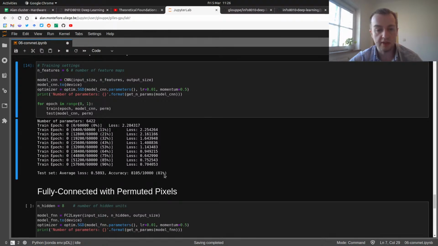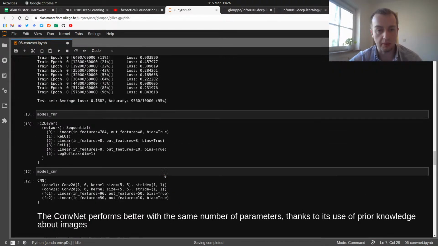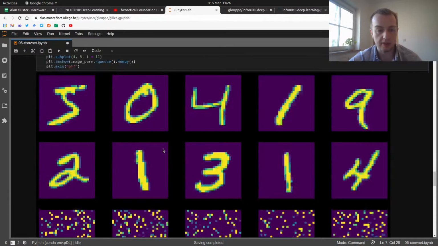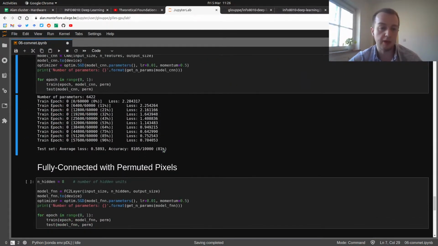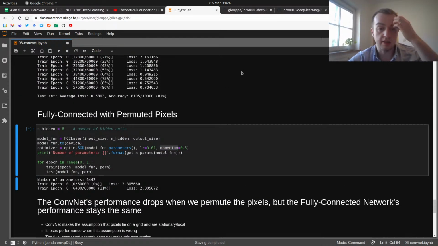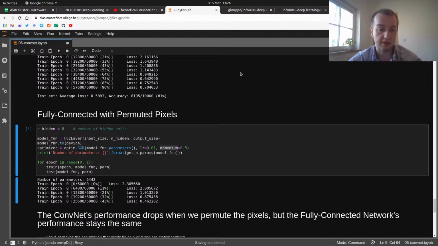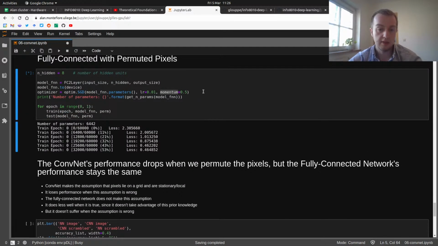So we see that the accuracy on the test set has dropped significantly. We were reaching 95% accuracy, and now we are down to 81%. This is because our assumptions are no longer valid for this new data. However, if we train the fully connected network on these permuted pixels, let's see what would happen.